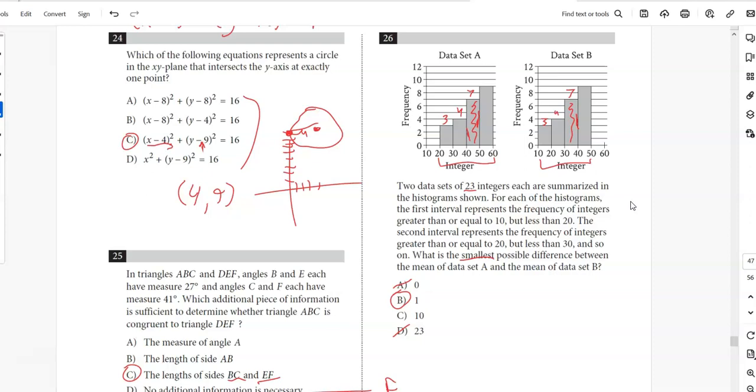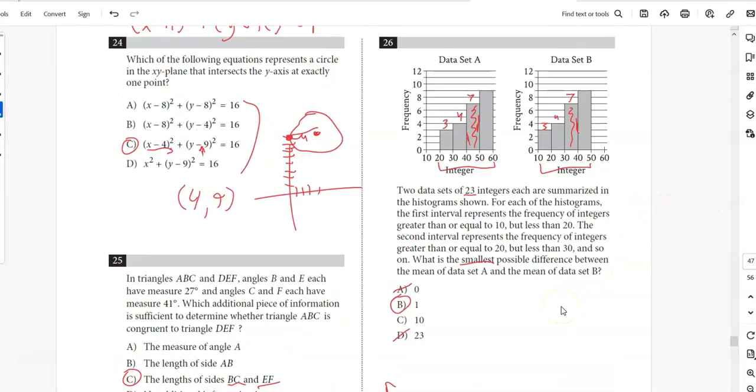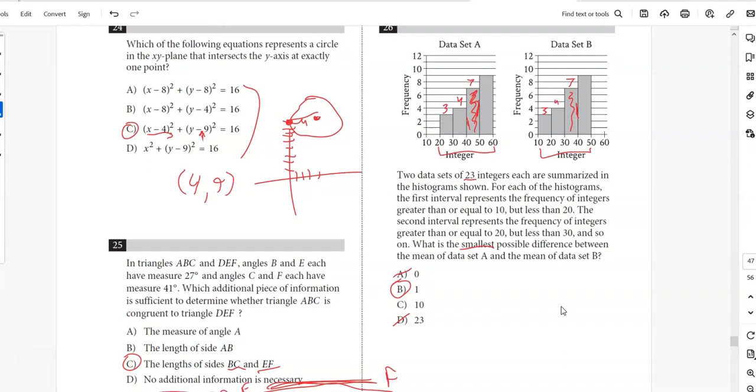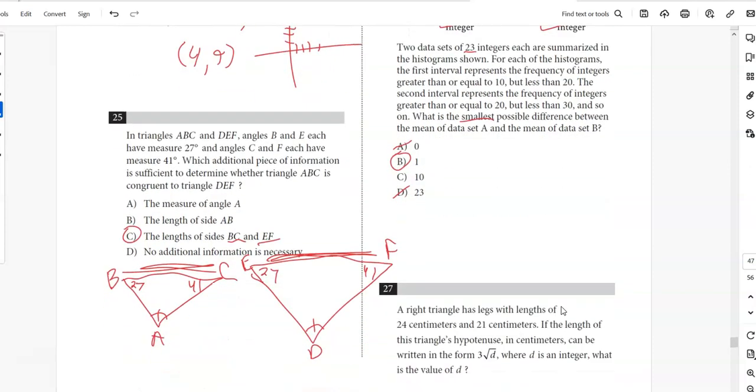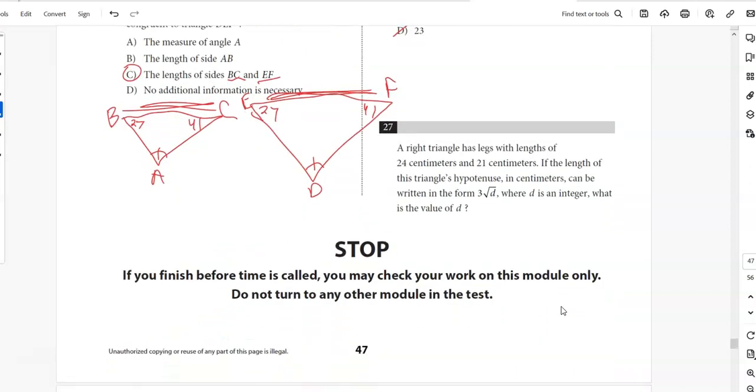Maybe there's a better way to prove that, but I would just think it through. Because we don't know what each data value is in each of those bars, we just don't know. If we had the dot plot, we might be able to figure out the mean, but we're just guessing at the mean here. So I don't think that's the way to go.